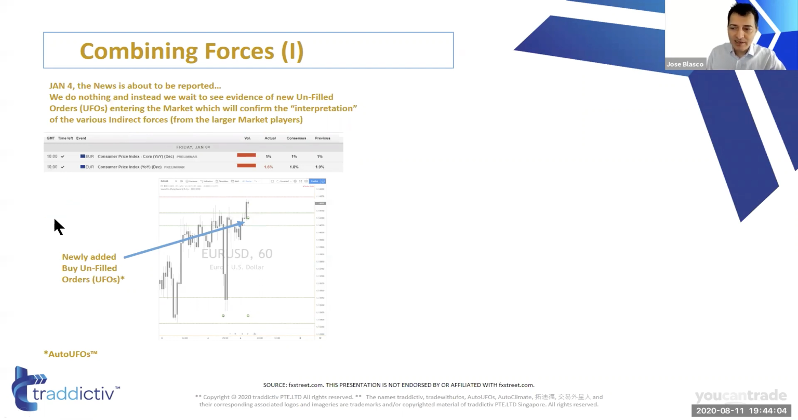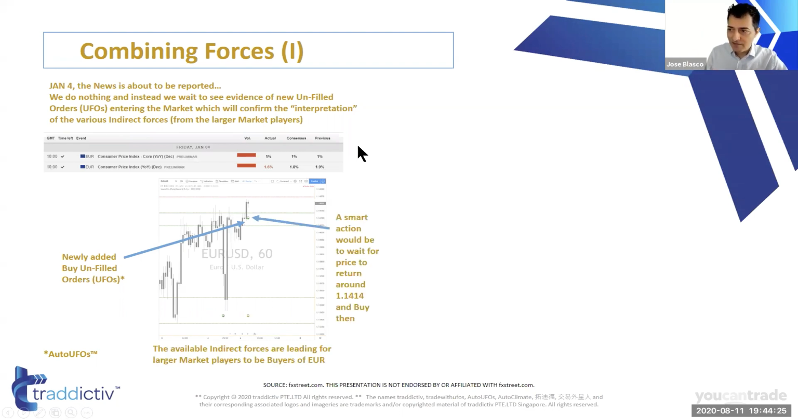So what is that telling you? Well, buy on-field orders are added to the market. So what interpretation did large market players have? Well, their interpretation is positive. So what would you want to do? Knowing that the indirect force is setting a market condition to be a buyer, and knowing that you got on-field orders available at this price point, which is around 114.14, what would you want to do?